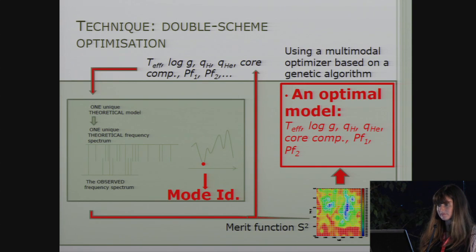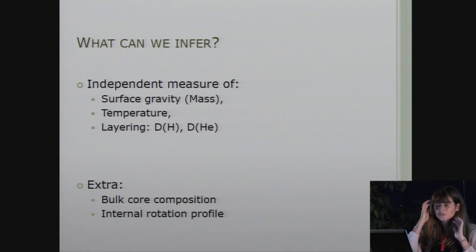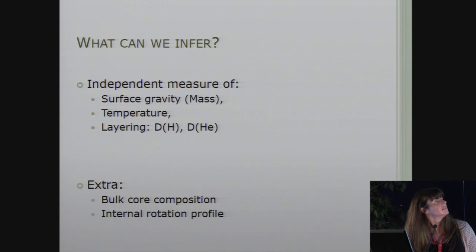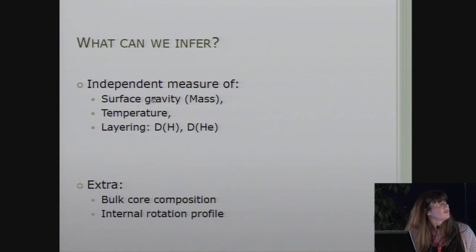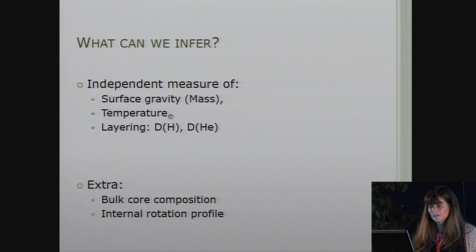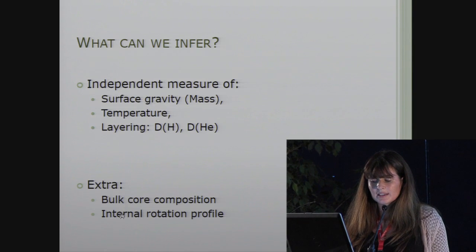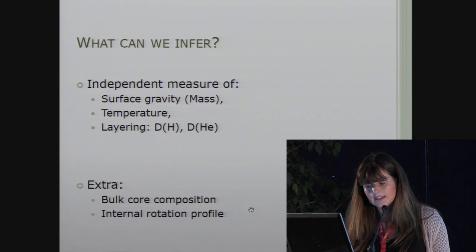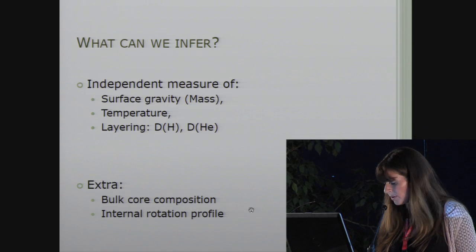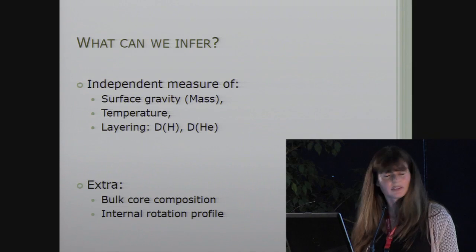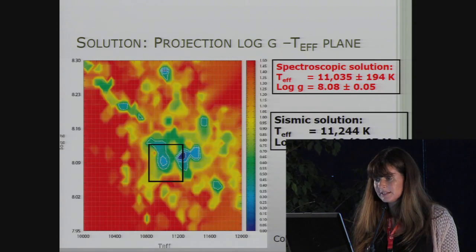So we get both. So what can we infer from that? Well, obviously, those 4 parameters that I've talked about. It's an independent measure, and we can get extra. So we can get a hint on the bulk core composition and the internal rotation profile. I'm going to talk first about what we get for our optimal model.